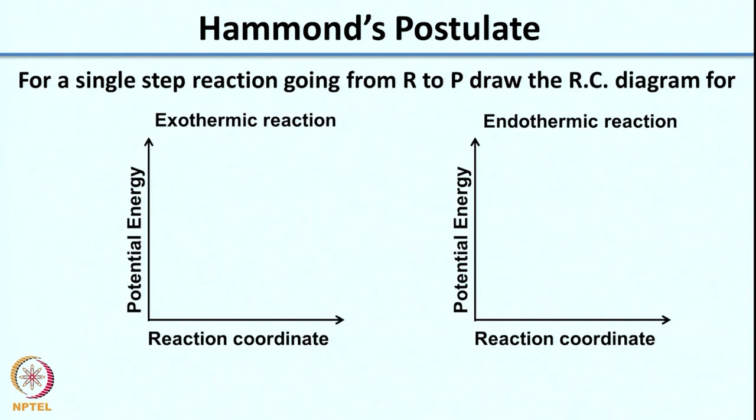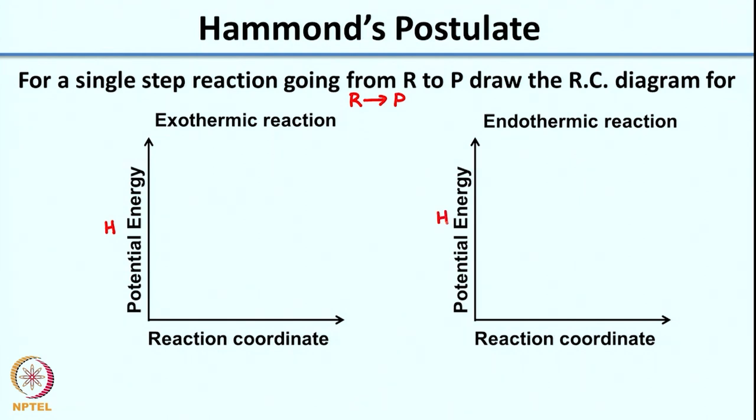So now I would like you to do one more exercise. Let's assume we are talking about a single step reaction. A single step reaction means R going to P. So for this single step reaction, what I would like you to plot is what the reaction coordinate diagram will look like for A, an exothermic reaction, and B, an endothermic reaction. So you can think of the potential energy in terms of the enthalpy, which is H.